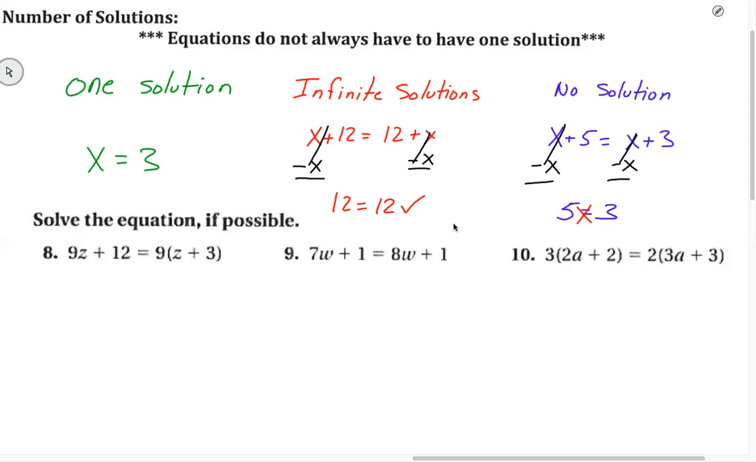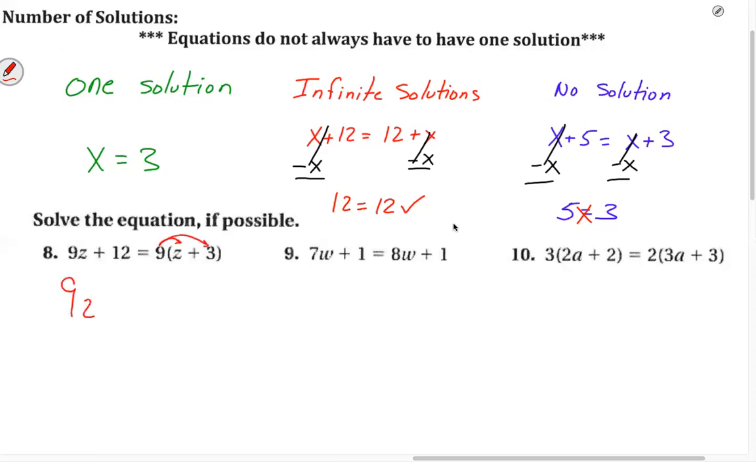So let's go through some problems here. There's going to be different times in which people see it at different moments. As soon as you see that it's infinite solution or no solution, you can write that. So, for example, number 8, I'm going to go ahead and distribute that 9. I'm going to start to solve this.